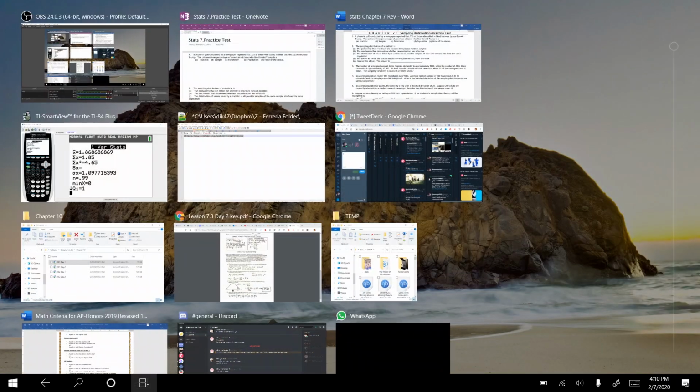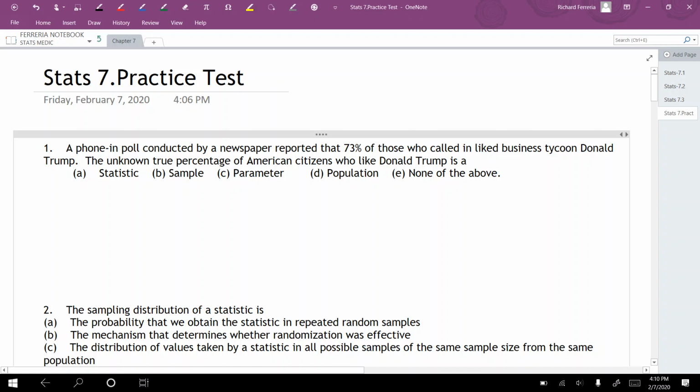Alright guys, we're going to be taking a look at your Chapter 7 practice test. Here's question 1. A phone-in poll conducted by a newspaper reported that 73% of those who called in liked business tycoon Donald Trump.